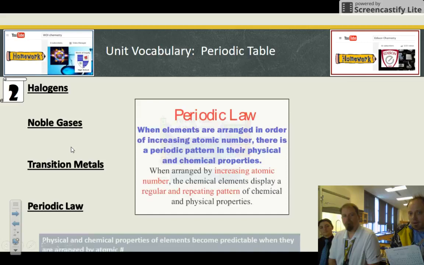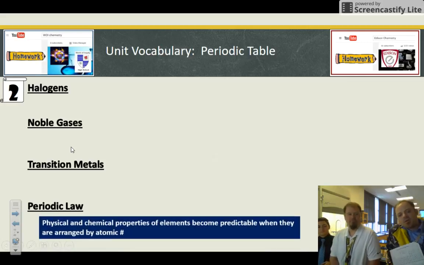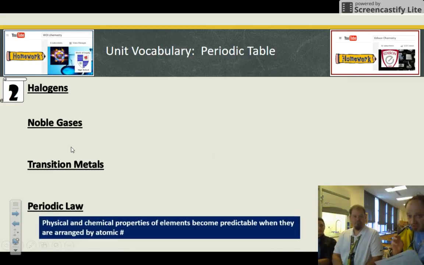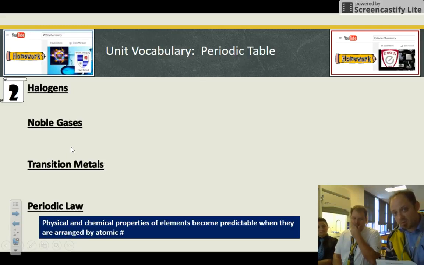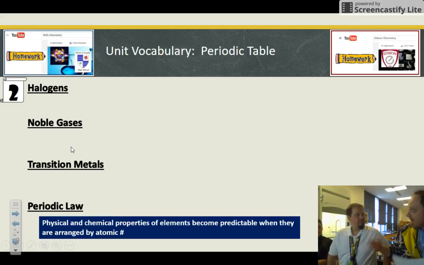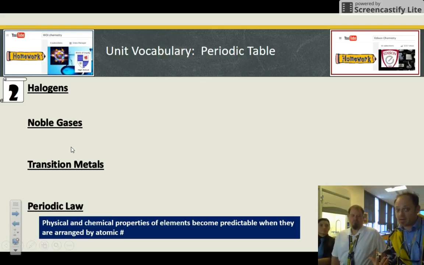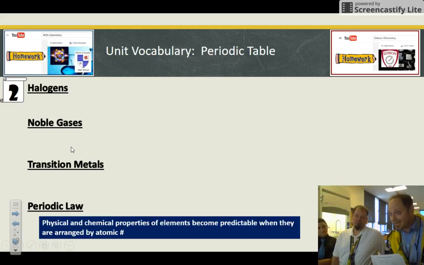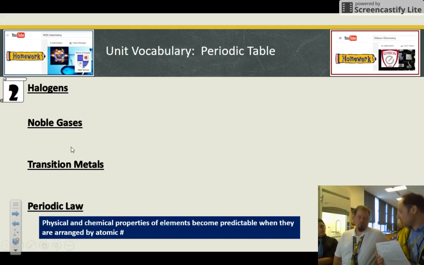The periodic law. This is when physical and chemical properties of elements become predictable when they're arranged by atomic number. So as I said before in a previous video, we chemists can look at the periodic table and see where an element is and predict how it's going to react with other elements and its properties, because that is the law of how the periodic table is set up.